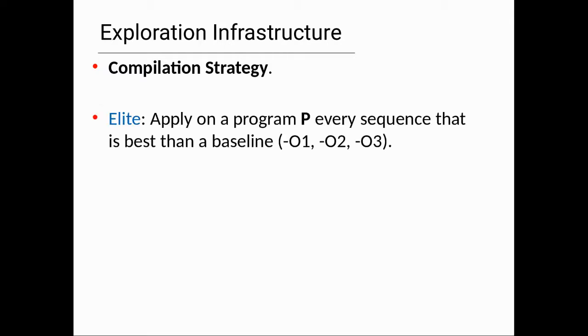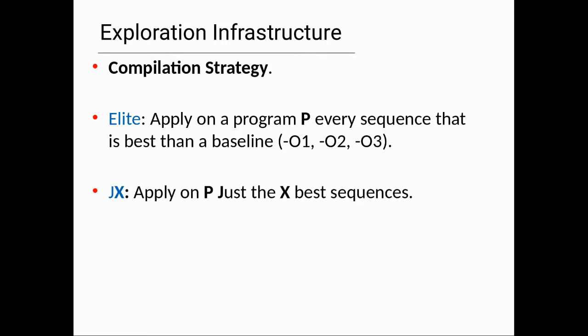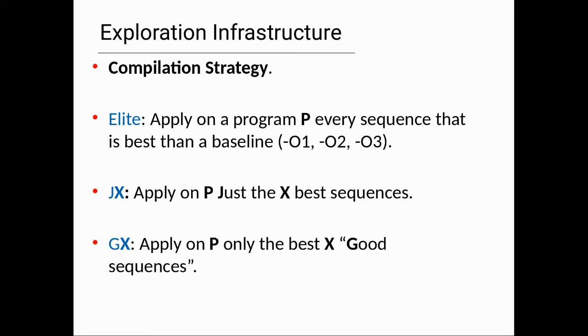YaCoS has three main compilation strategies for selecting the best optimization sequences. The first one is the elite approach. Each works with a baseline compilation plan like O1 or O2, and then the elite approach selects only the best sequences compared to the baseline performance to be propagated in the search. Given a subset of sequences and a positive integer x, the JX strategy chooses to apply only these x best sequences onto the unknown program.